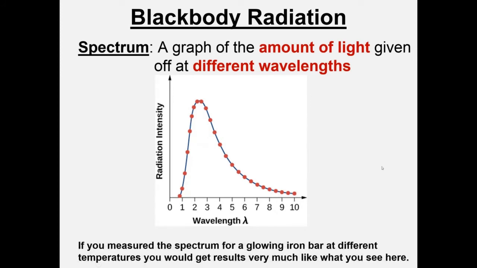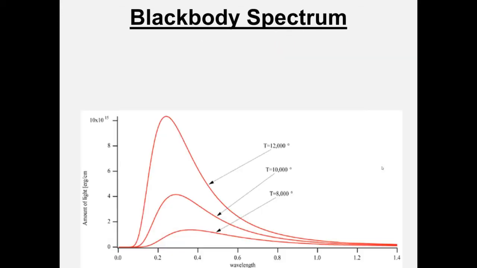So if you measure the spectrum for a glowing iron bar, for example, or a star, or the temperature of the universe, you get pretty much the exact same shape. That's a black body radiation curve.